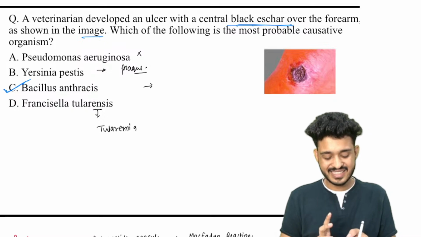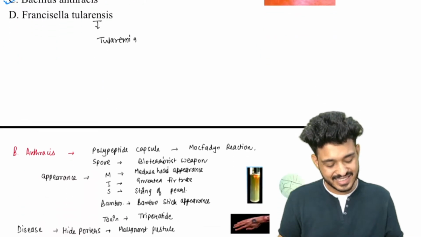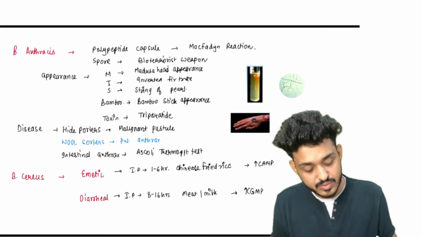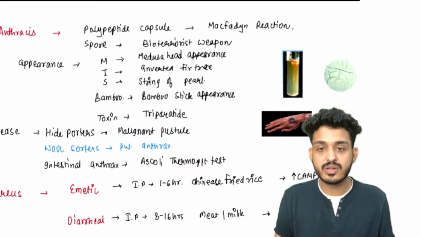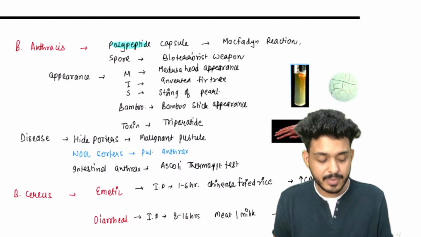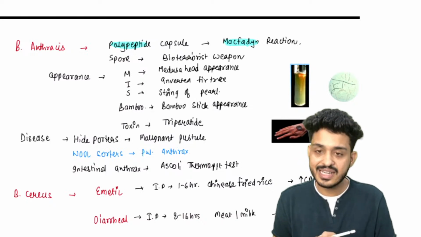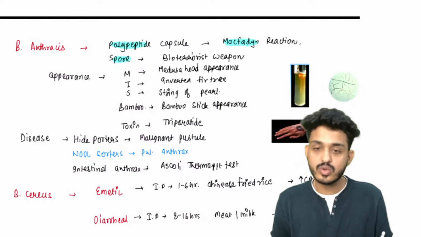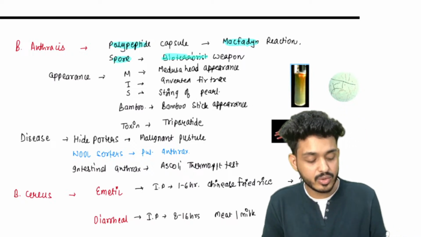This is your Bacillus anthracis. What are the important things that you have to remember? The capsule will be polypeptide. The reaction will be the McFadyean reaction. Its spores can be utilized as a bioterrorist weapon.